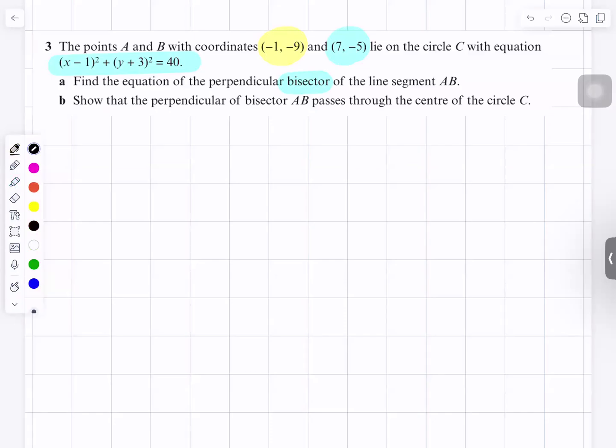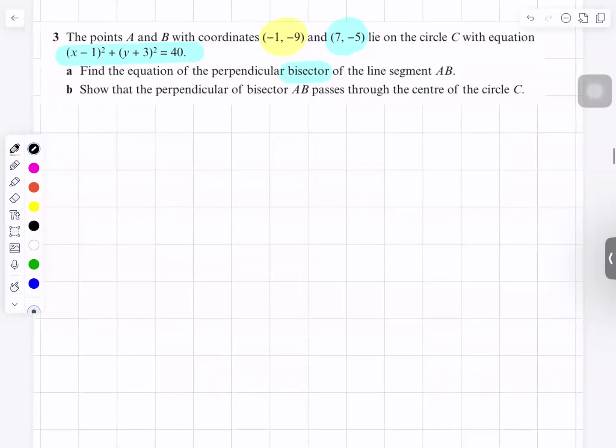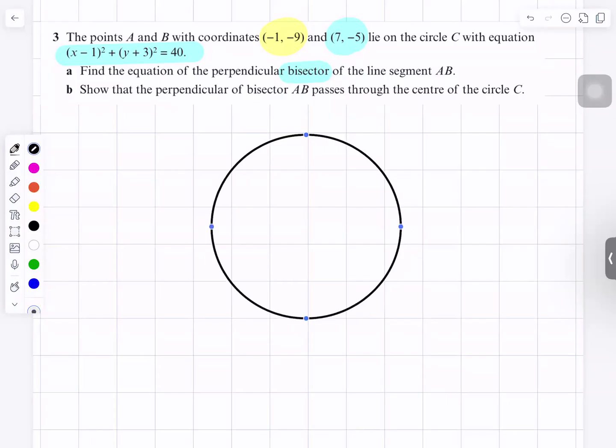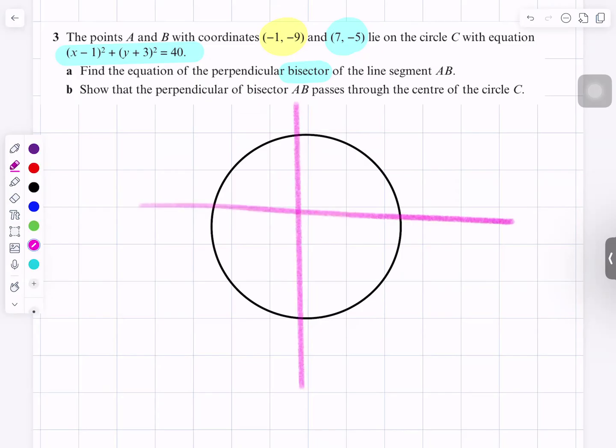So there are a few things we need to do here. The first thing is to sketch a diagram, because that would really give you a good idea. In exams, you can quickly sketch a circle, and the points A and B lie on the circle. Let's imagine that's your x and your y, and then -1, -9. Let's mark that point, -1 there, and then -9, this point there.